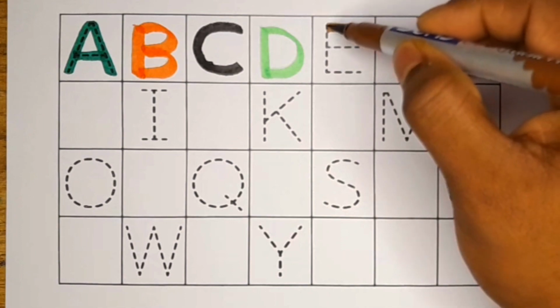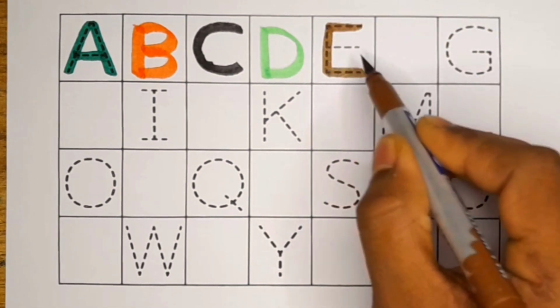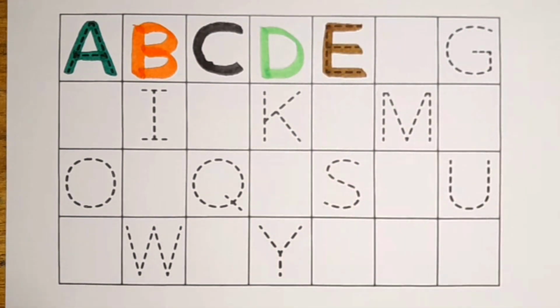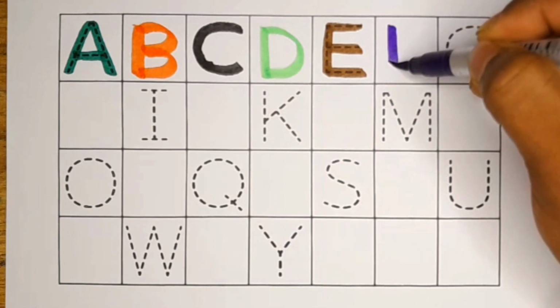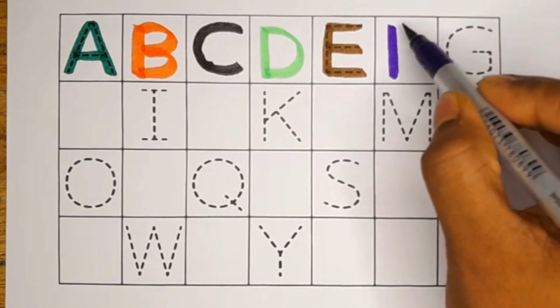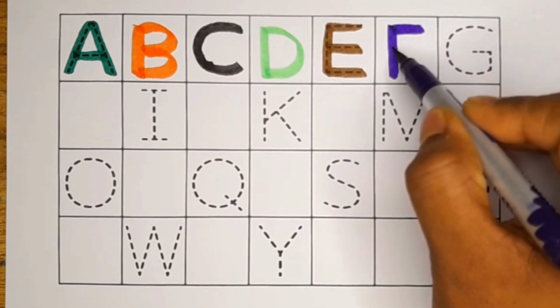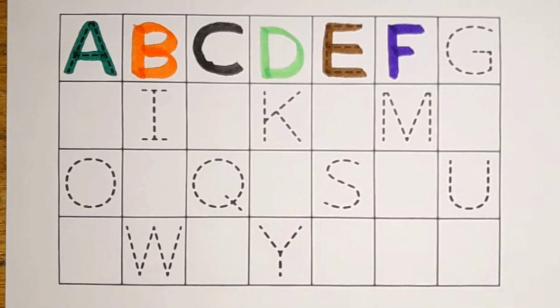This is dark brown color. E. E for elephant. This is purple color. F. F for fish.